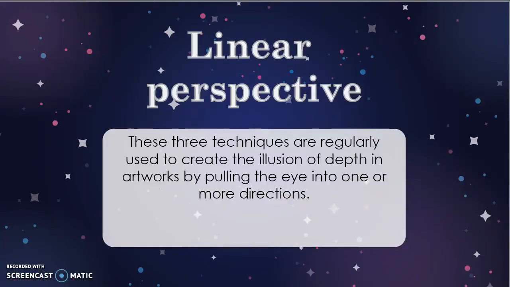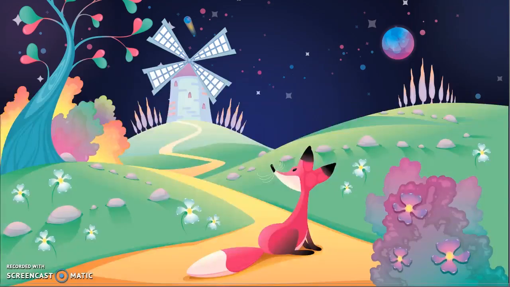The last way is through linear perspective. These 3 techniques are regularly used to create the illusion of depth in artwork by pulling the eye in one or more directions. In this one-point perspective image, the eye is being pulled back by this path, which seems to be disappearing at the windmill, which gives our eye movement and also creates the illusion of space.